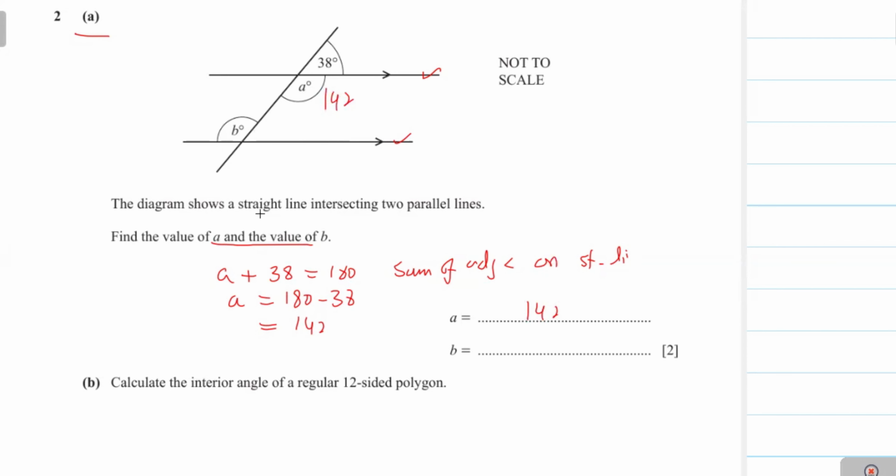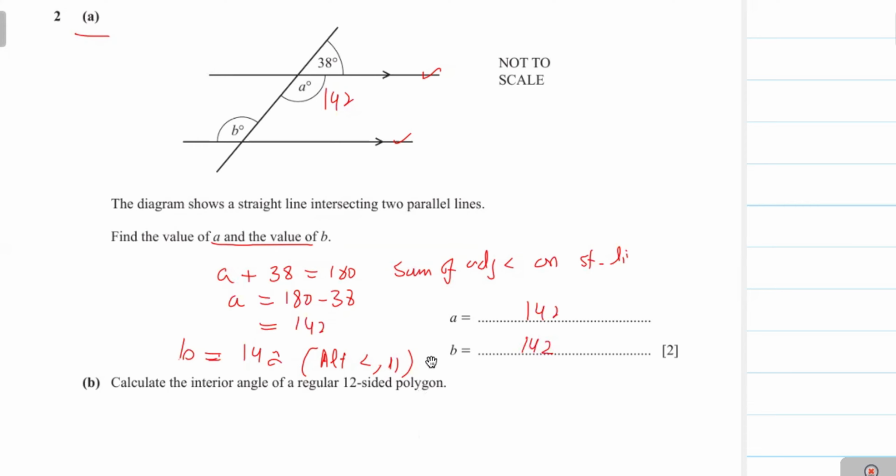Look here, the angle B will be equal to 142 because this is the alternate angle on the straight line. We write here: alternate angles between parallel lines. Therefore, B will be equal to 142.